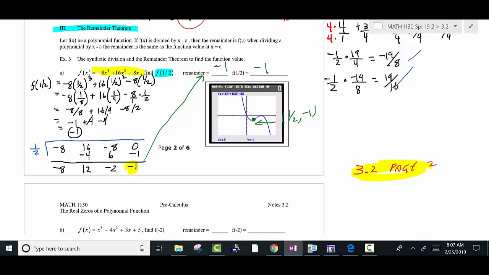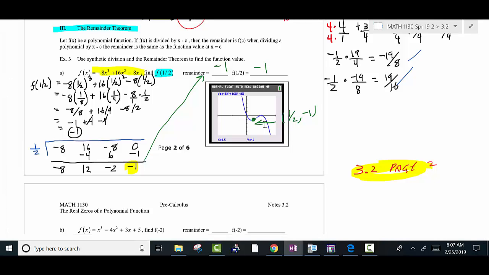Generally, you'll be able to do synthetic division pretty quickly. And of course, you can check on your calculator. You can graph it, trace it at 1/2, and you can see that the function value is negative 1 anyway. So does anybody have a question about what I just did?